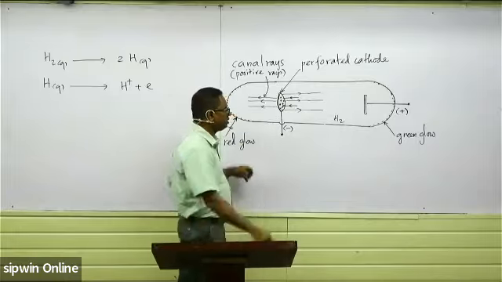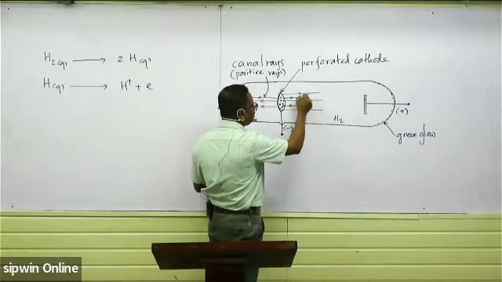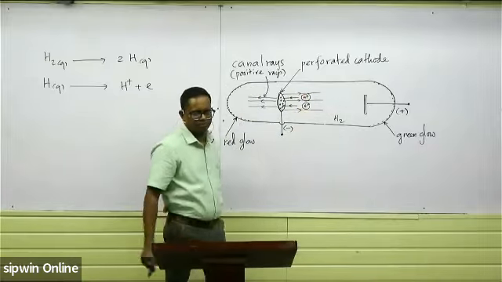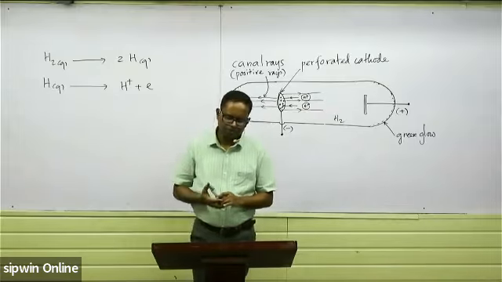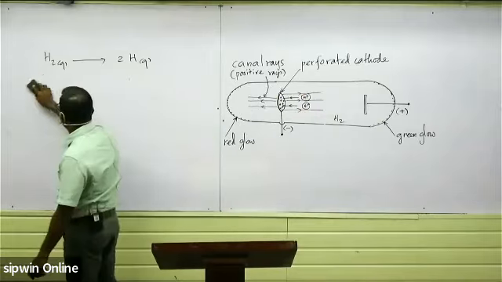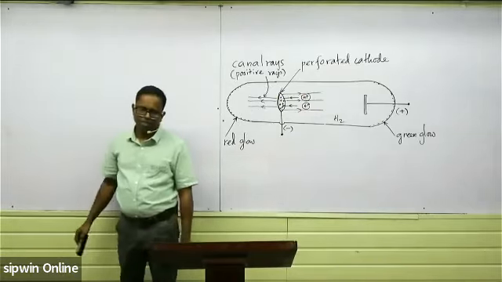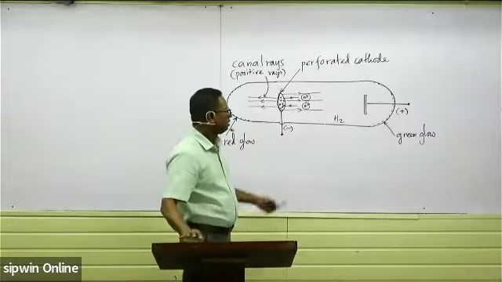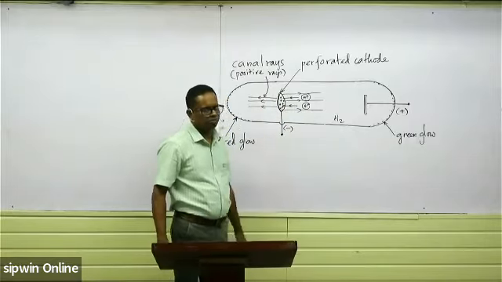Then what happens in this region? H plus ions, positive particles, are produced. Where are the positive particles produced? In the gas region in front of the cathode. In this gas region in front of the cathode, positive particles are produced.